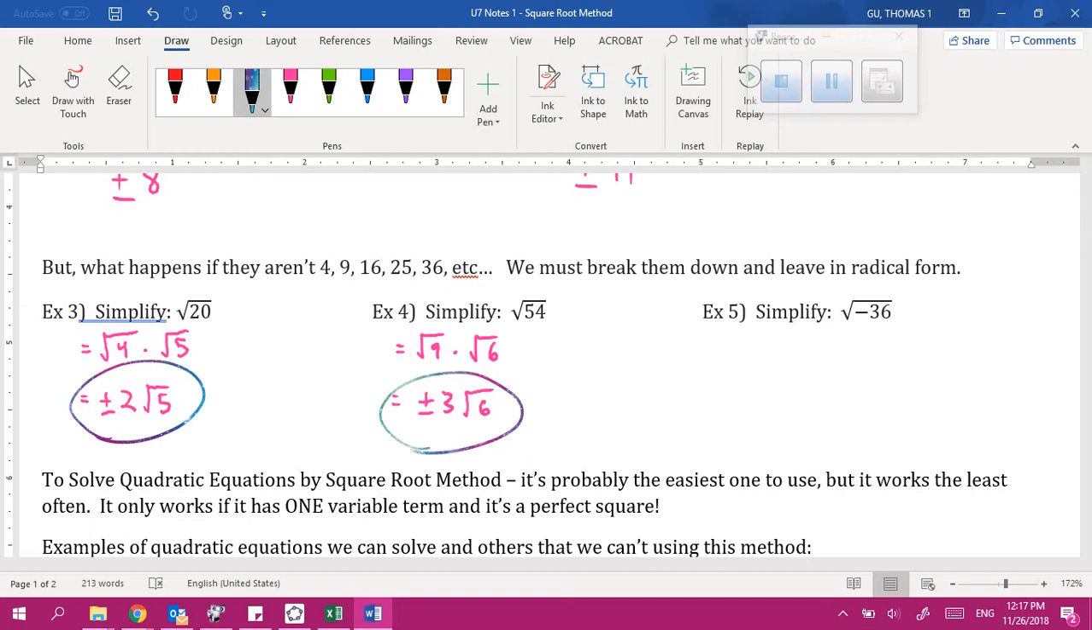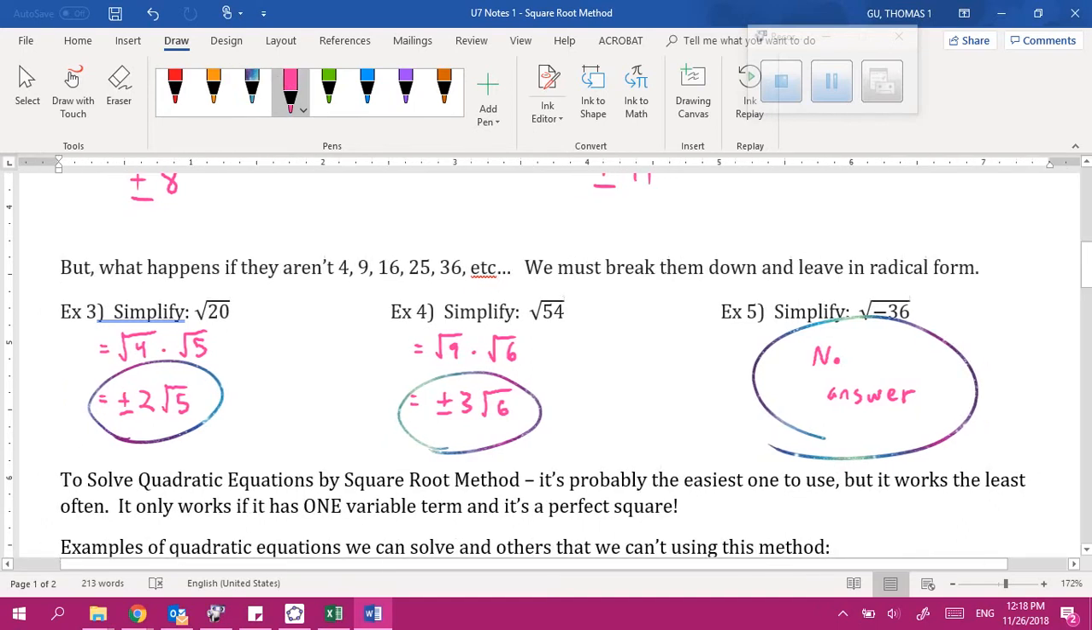So that's right, but what's 6 times 6? 36. Positive 36, right. But what's negative 6 times negative 6? Positive 36 again. There's no way I can get negative 36, right? So for here, we actually have no answer. Later we're going to learn something that's going to just blow your mind. But for now, there's no answer. It's going to take a dive into your imagination.